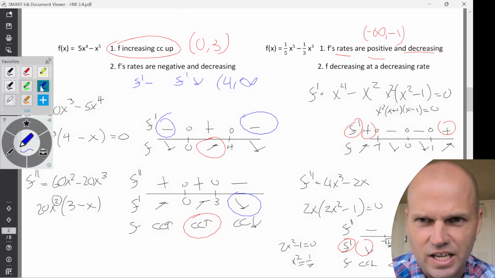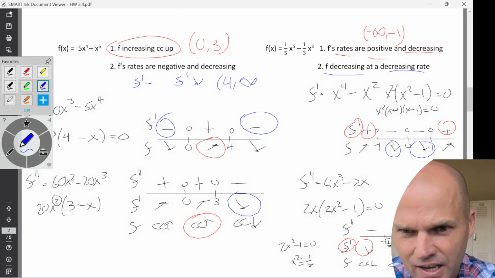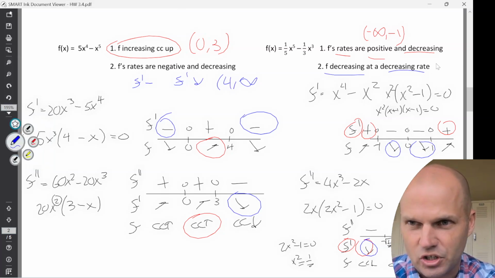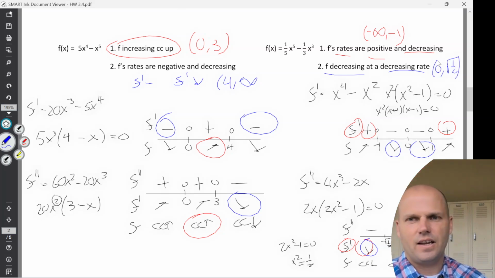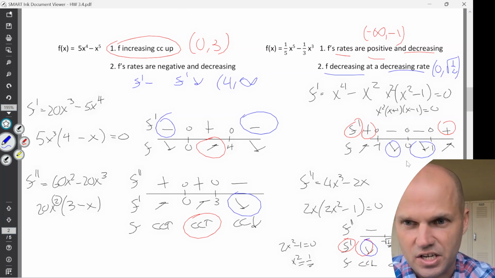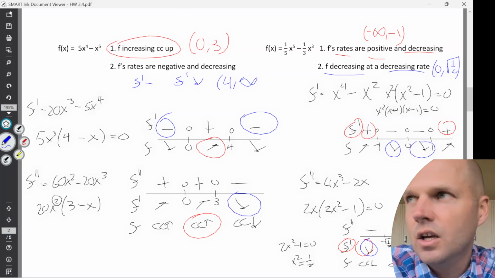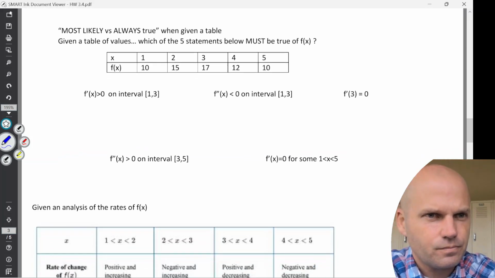F is decreasing at a decreasing rate. So F is decreasing. F's rates are decreasing. Cool. So decreasing at a decreasing rate would just be 0 to root a half. Okay. So F is decreasing. F's rates are decreasing. If you have all of your analysis done, you don't have to translate it much. You could just answer the question.